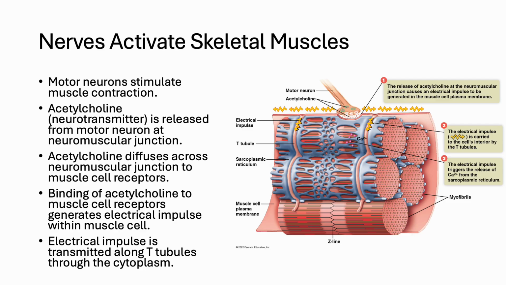The connection between nerves and muscles happens at the neuromuscular junction. Here, motor neurons release the neurotransmitter acetylcholine, which diffuses across the junction and binds to receptors on the muscle fiber. This generates an electrical impulse that travels along the cell and down structures called T-tubules, spreading the signal deep into the fiber. It is this electrical cascade that sets off the release of calcium and ultimately powers the contraction. In other words, without nerve activation, skeletal muscles cannot contract.